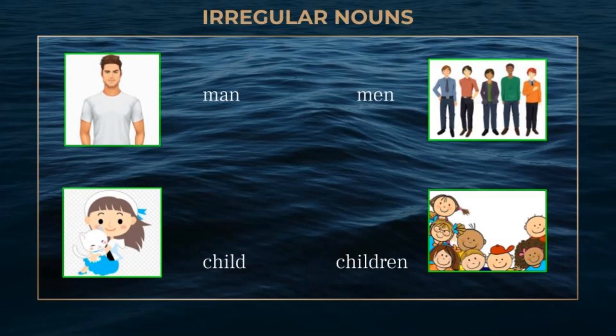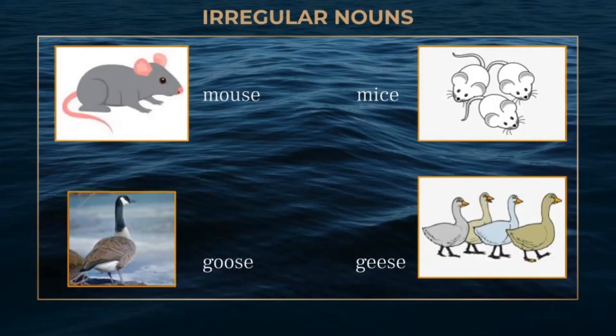Students, man is a singular noun. The plural form of man is men. Child is a singular noun. The plural form of child is children. So students, already I said that some nouns do not follow any rules. Such nouns are called irregular nouns. Students, let's move to the next example. Look at the first picture.